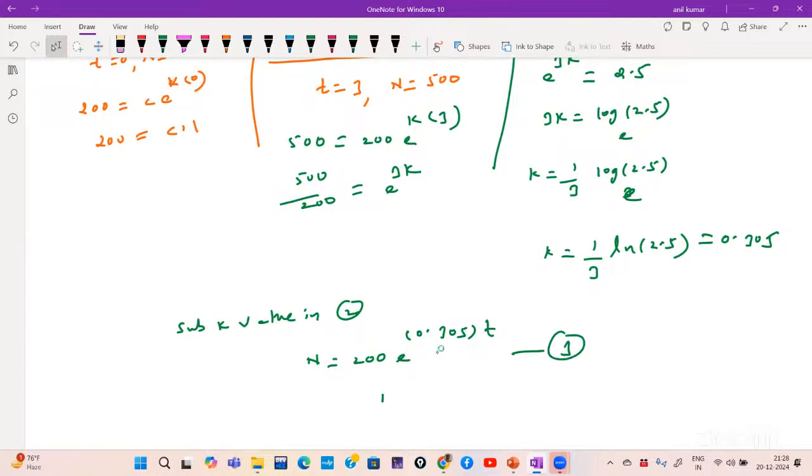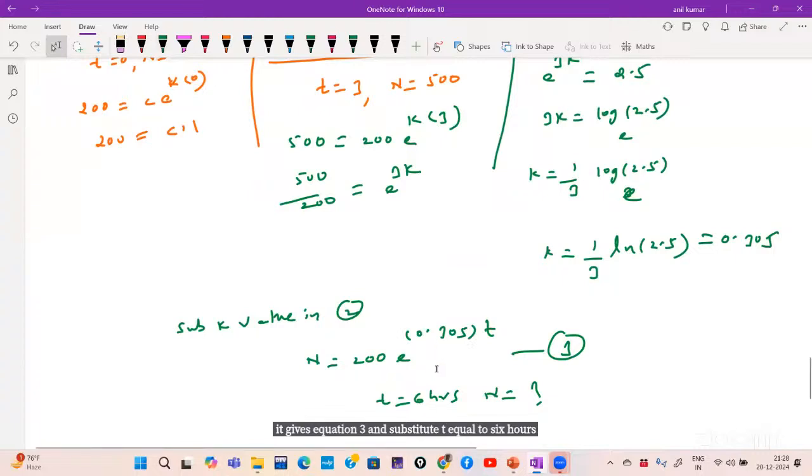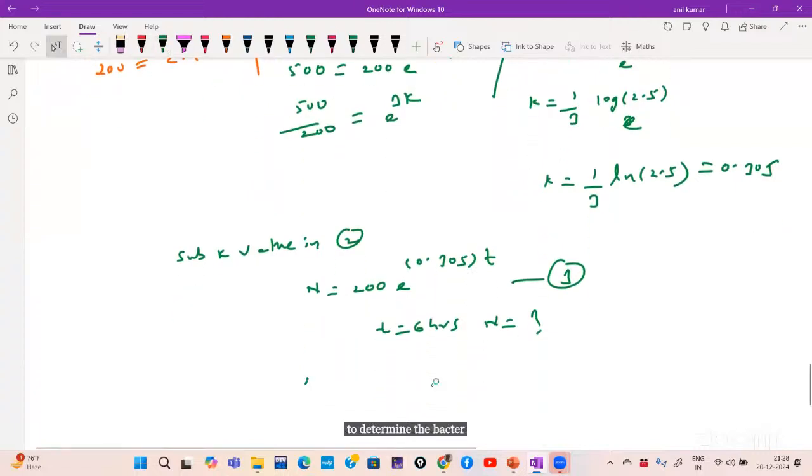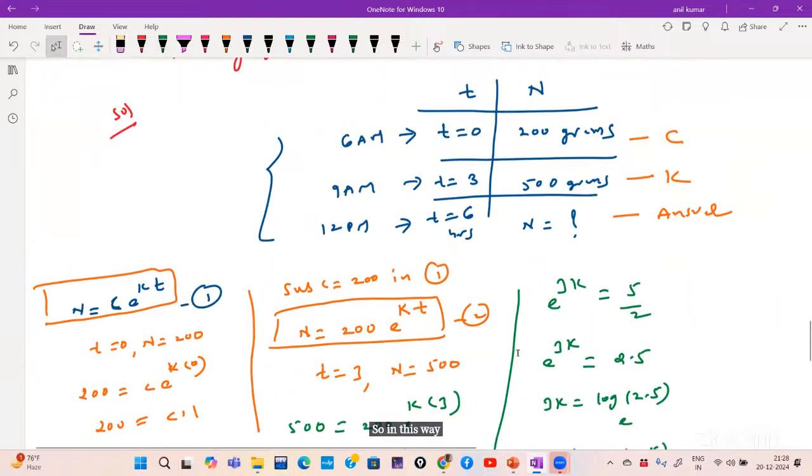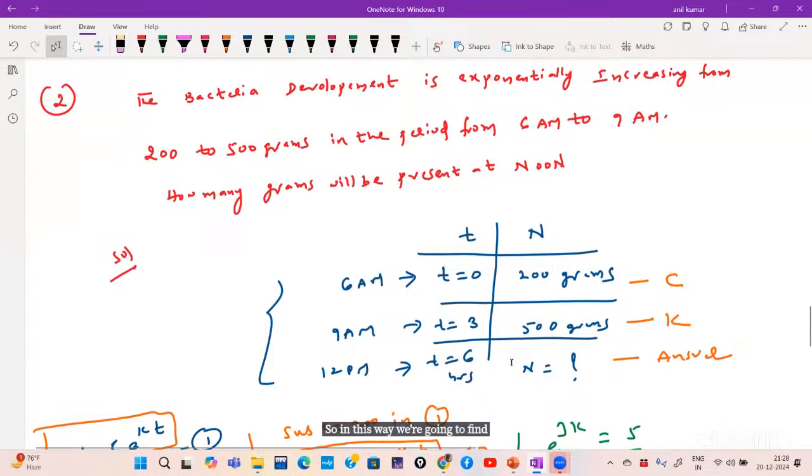It gives equation 3, and substitute t equal to 6 hours to determine the bacteria after 6 hours. That means at 12 p.m. in the afternoon session, t equal to 6, that gives approximately 1250.